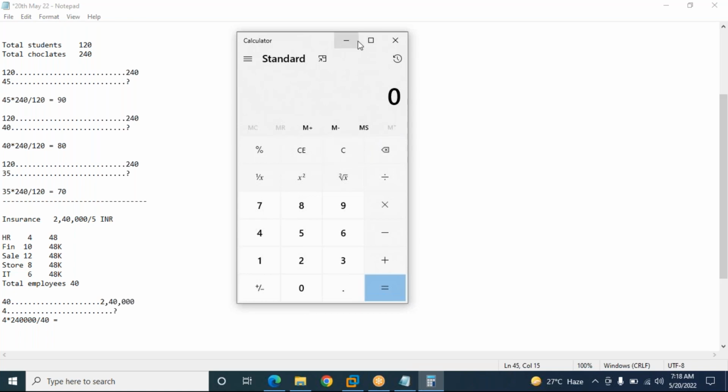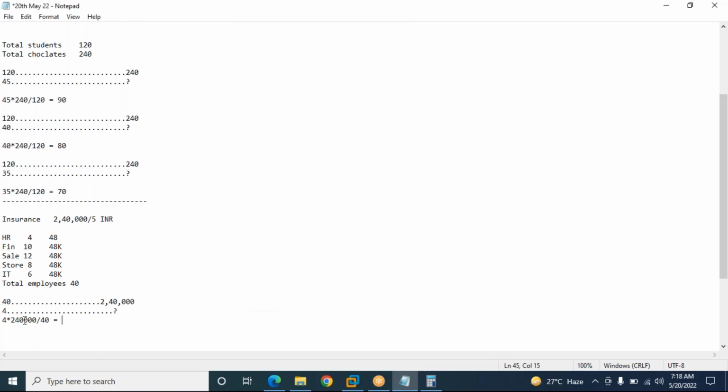Now 24 by 4 means 6. So it is 6,000 multiplied with 4, 24,000. Then it will be allocated 24,000 here. And here it is 60,000. Here it is 72,000. Here it is 48K, which is correct. Here it is 36K.